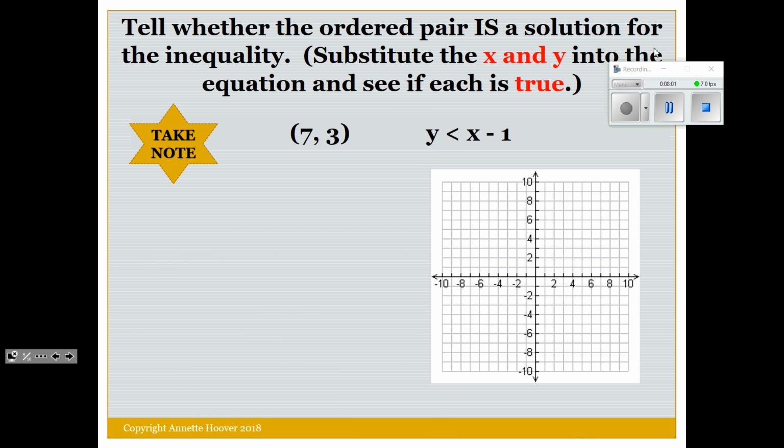Now we were talking about how you can check to make sure a point is actually part of the solution. Tell whether the ordered pair is a solution for the inequality. All you have to do is plug in the numbers and see if it is a true statement.